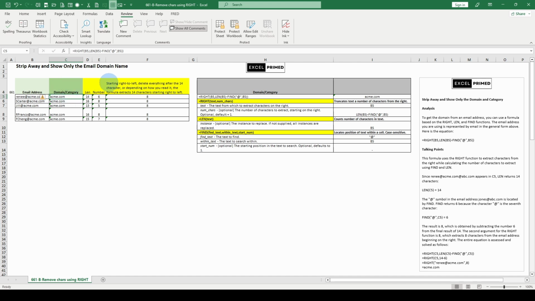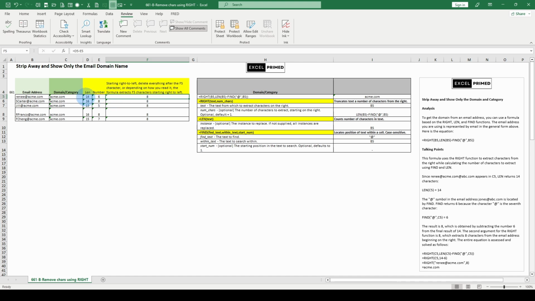Reading this again, starting right to left, delete everything after the 14th character. Put another way, starting right to left, delete everything after F5. Or, depending on how you read it, the formula extracts F5 characters starting right to left. So we have 8 characters. 1, 2, 3, 4, 5, 6, 7, 8. Remove everything after the 8th character.